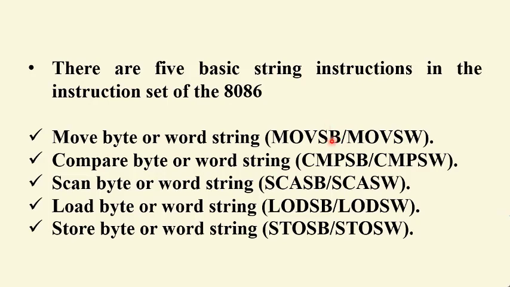MOVSB moves a byte string, and MOVSW is for word data. Similarly for comparison we have CMPS, CMPSB for bytes and CMPSW for words. Okay, so next is to scan. So we have SCASB, and this is for byte, and for word we have SCASW.